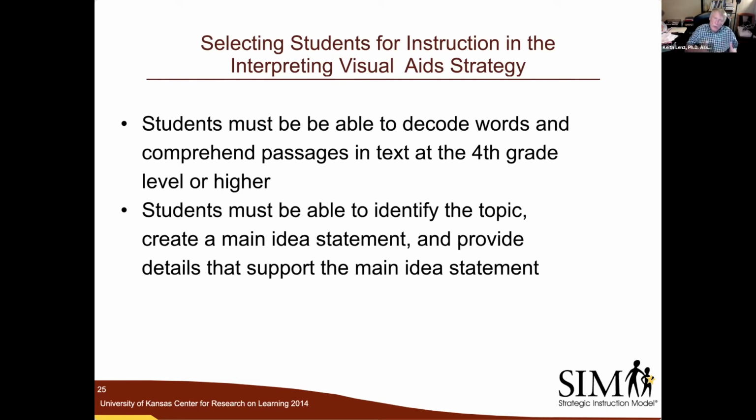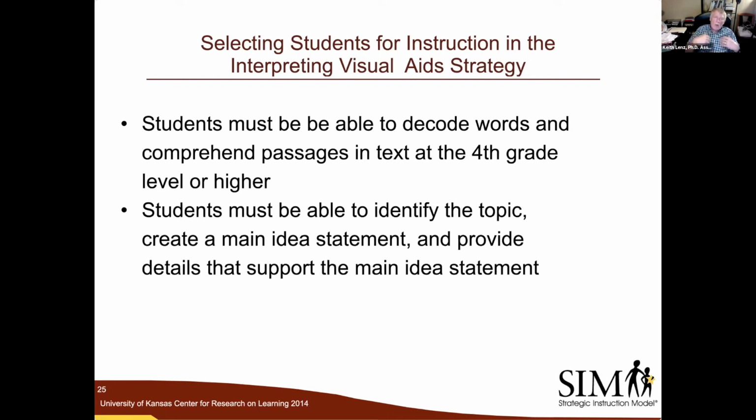You're just going to have them read the visuals in their text for the grade level that they're on, if there are visuals there. Students must be able to identify the topic, create a main idea statement, and provide details that support the main idea statement. So you're going to be able to ask them, what is this visual about? That would be the topic. What does it tell you about that?